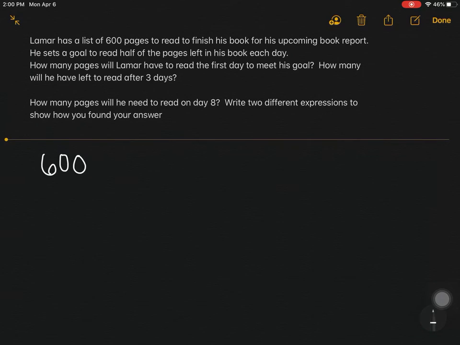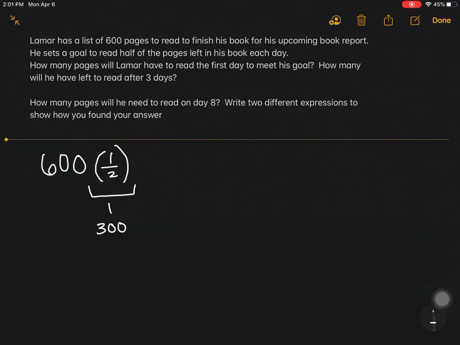The first question we're being asked is how many pages will he have to read the first day to meet his goal? Well, he wants to read half of the pages left in his book each day. So if he's reading half, this will tell us how much he's going to read on the first day. On the first day, 600 times 1/2, this is day 1, he's going to have to read 300. Now, that means that he has 300 pages when he goes to read the second day.